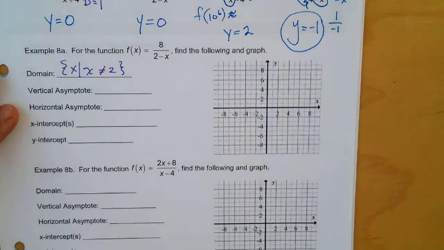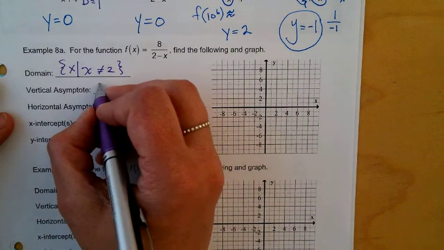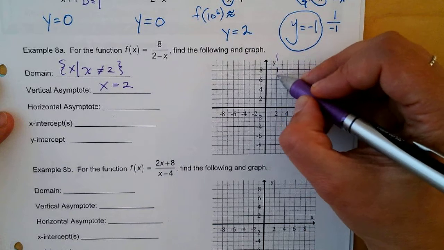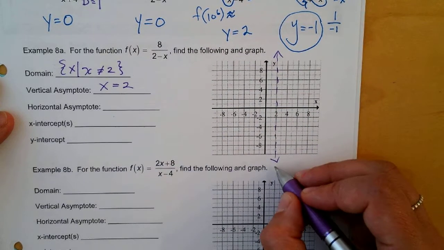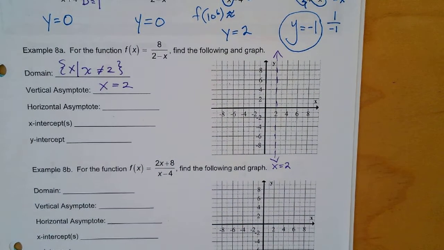So what does that mean about our vertical asymptote then? Vertical asymptote would be x equals 2. So you can go ahead and graph that. That is a dotted line where your graph is not going to pass. X equals 2 is a vertical asymptote. That's your vertical line. That's why you have x equals 2.